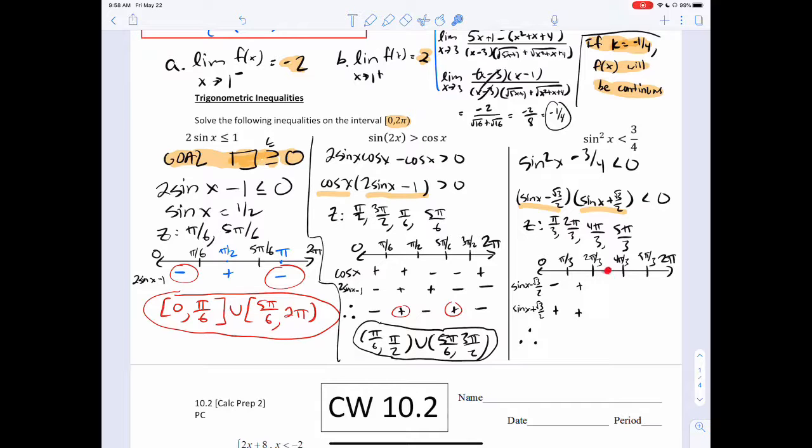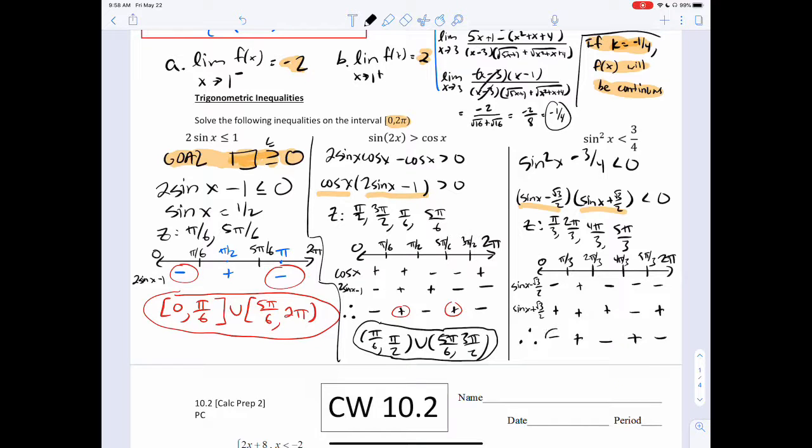For this interval, let's pick pi. Sine of pi is 0, so that's negative, positive. For this interval, let's pick 3 pi over 2, because that'd be negative 1. So those are both negative. And then for this interval, let's pick 11 pi over 6, because that'd be negative half. So this one should be negative, and this is positive. And there we go. Negative, positive, negative, positive, negative.